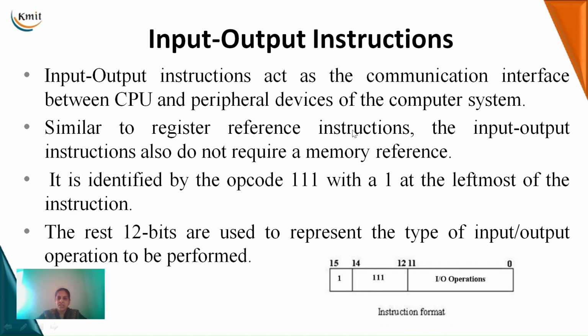When you compare it with the register reference instructions, the input-output instructions also do not require a memory location. So instead of bits 0 to 11, they can be used here to specify the particular input-output operation. If you see the instruction format of the input-output instructions, the opcode is 1111 similar to the register reference, but the I bit is going to differ. In case of register reference, the I bit is 0, but in case of input-output instructions, the I bit is going to be 1. So the overall opcode for input-output instructions is 1111, and this entire thing is called the opcode.